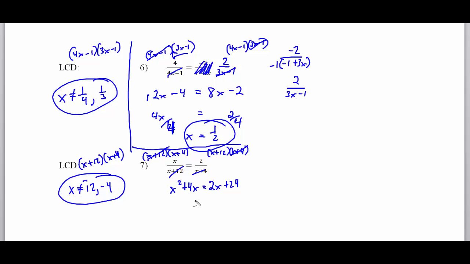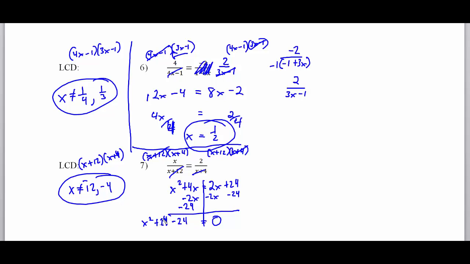Well, I'm going to move some things over to the other side because, as we learned in the previous chapter, if you have an x and an x squared, you're going to have to factor or use the quadratic formula, but we haven't done the quadratic formula yet. So I'm going to subtract the 2x from both sides, and also subtract the 24 from both sides. So here's what we have. We have 0 is equal to x squared plus 2x minus 24.